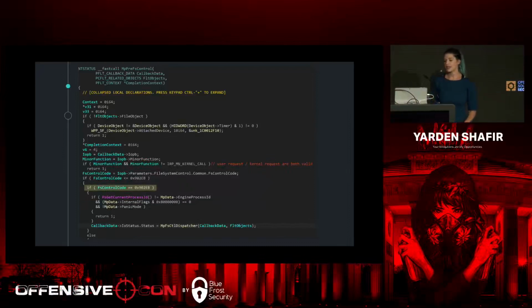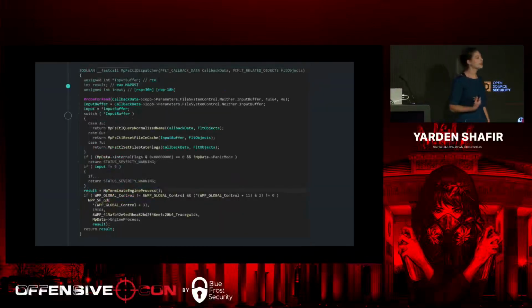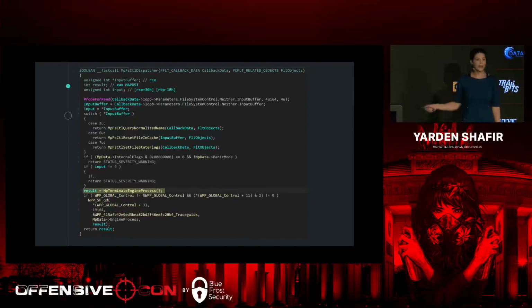And we have this FSCTL code, 902EB, which then checks, first of all, are you my engine process? We're obviously not. We're trying to kill it. Second, it checks some internal flags that we can't modify, only the engine process can ask to modify them. And then it checks, are we in panic mode? And if we've successfully entered panic mode, we get a call to MP FSCTL dispatcher, which is this internal interface. It has a few interesting functions. The one most relevant to us at this moment is MP terminate engine process. That does exactly what you think it does. The driver goes and terminates its user mode process.